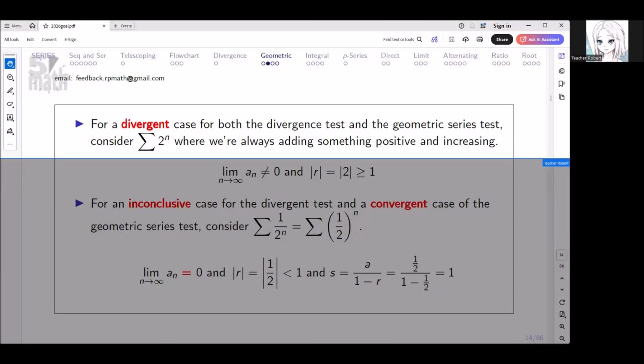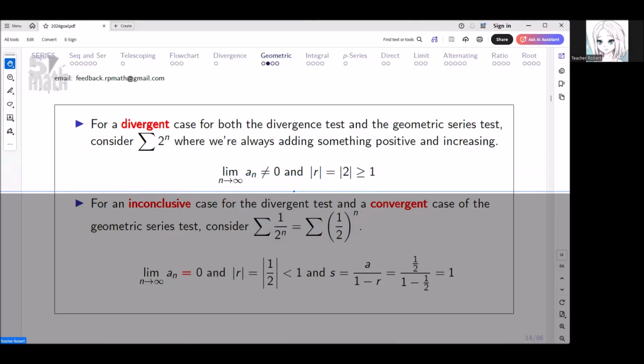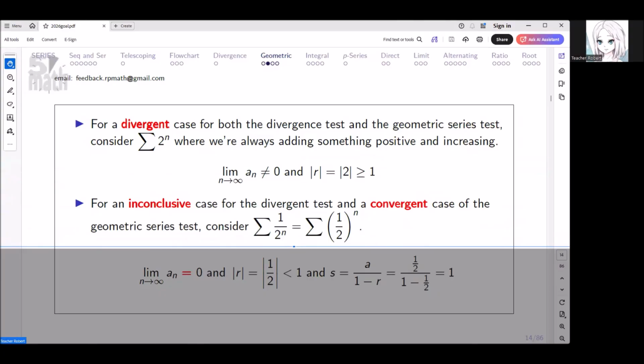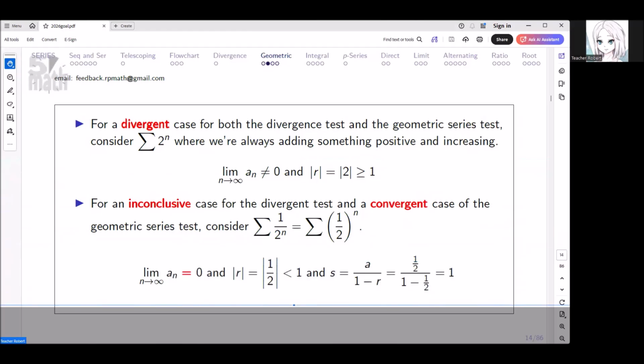For a divergent case for both the divergence test and the geometric series test, consider series 2 to the power n, where we're always adding something positive and increasing. We have the following. For an inconclusive case for the divergence test and a convergent case of the geometric series test, consider series 1 over 2 to the power n equaling this. We have the following.